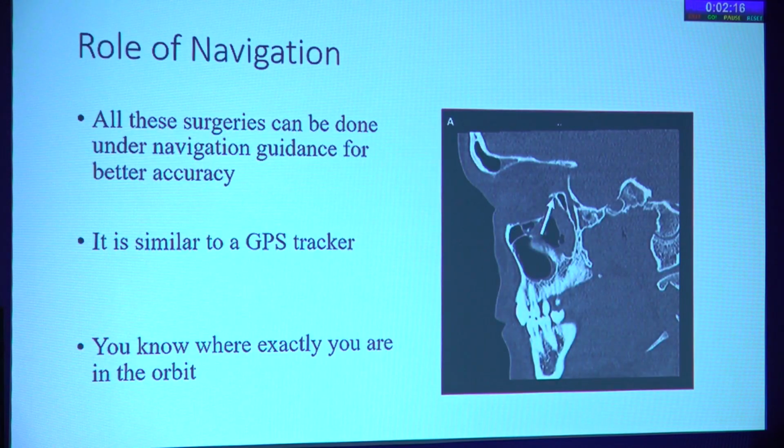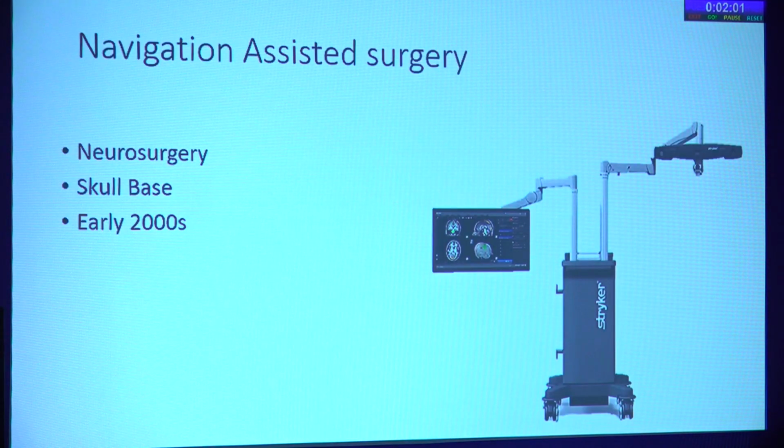And so what is navigation? Now, all these things are done manually. We design, we cut the implant, and then we put it in manually. But still, we do not know whether we are in the right place. So navigation will tell us where exactly we are inside the orbit. It's just like a GPS tracker.